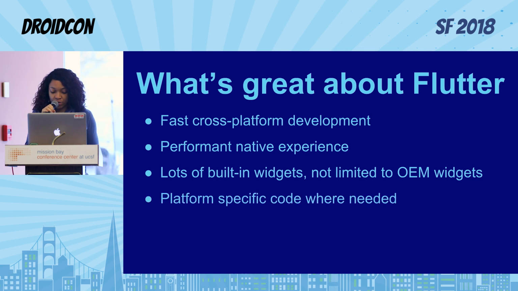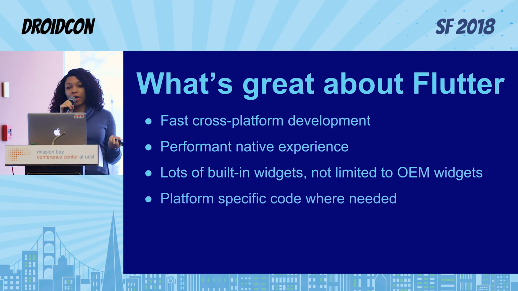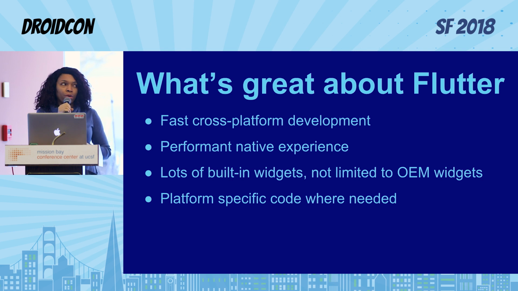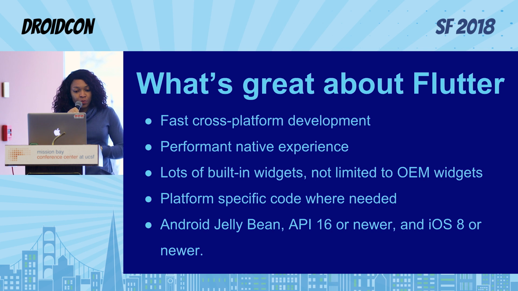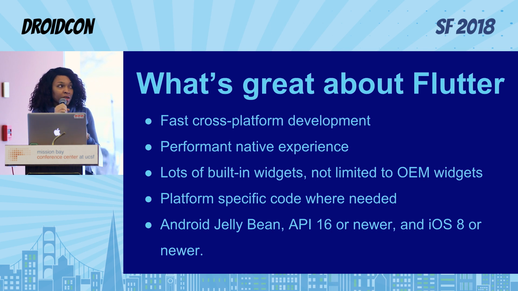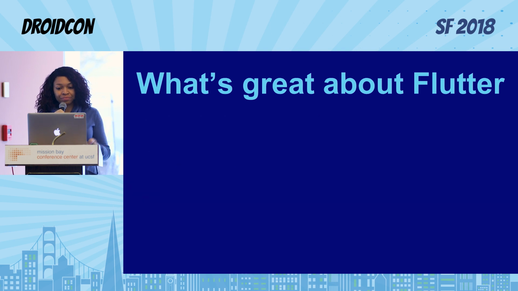And there's also platform-specific code. So if you have specific behavior, let's say for maps or some platform-specific behavior for Android or iOS, you can also do that with Flutter. So you can have your Flutter code, and you can also have your Android or your iOS-specific code. And then Flutter supports API 16, so Android Jelly Bean, and iOS 8 or newer.